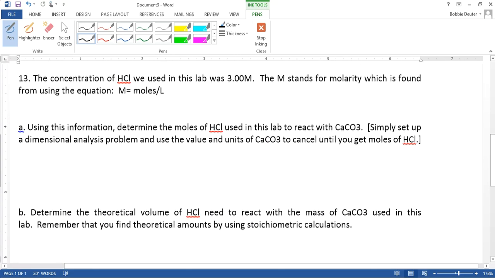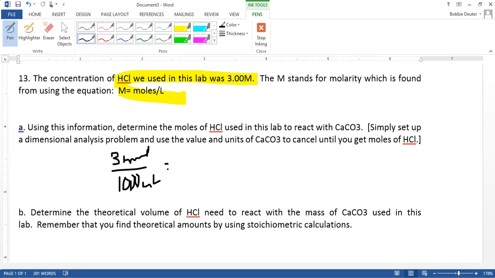Okay, so now with these, it tells us that we have HCl, which is 3 molar, and we're using this equation right here. So we just need to set up, like it says up here, a proportion for it. So we know 3 moles is equal to 1 liter, 1,000 milliliters. We're going to use milliliters because we use milliliters to measure with. So you guys told me that using the information, determine the amount of moles that you used in the reaction, set up a dimensional analysis, cancel it out. Okay, so you guys told me that you used 15 of the 20 milliliters.